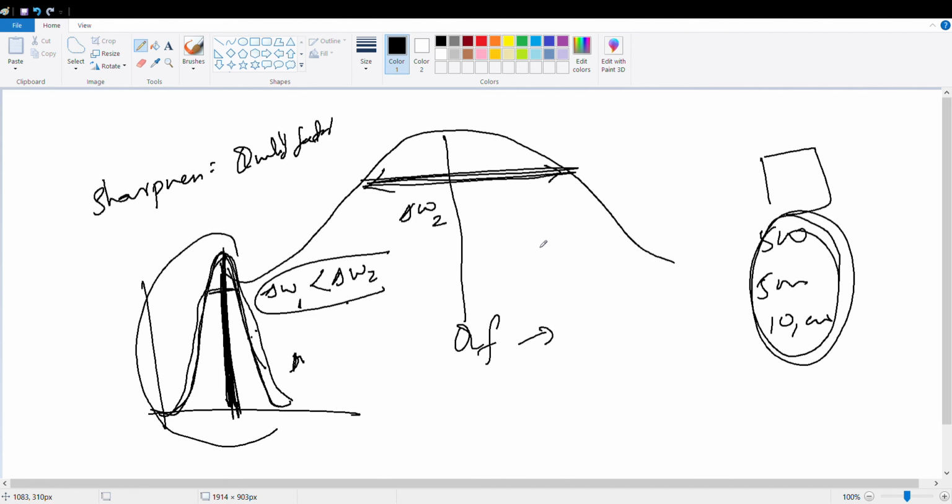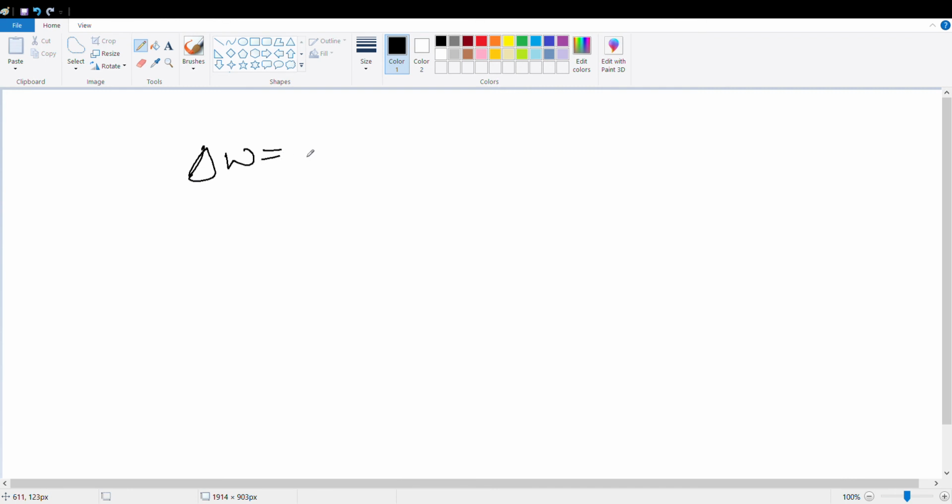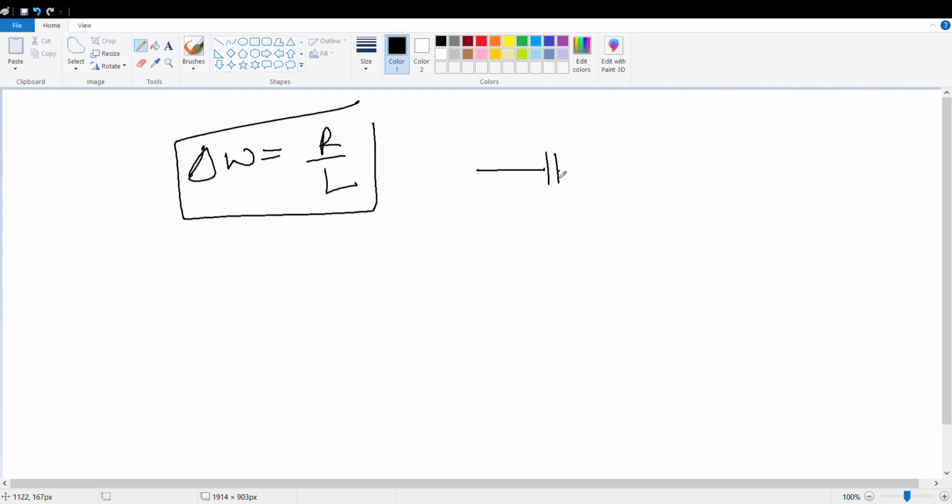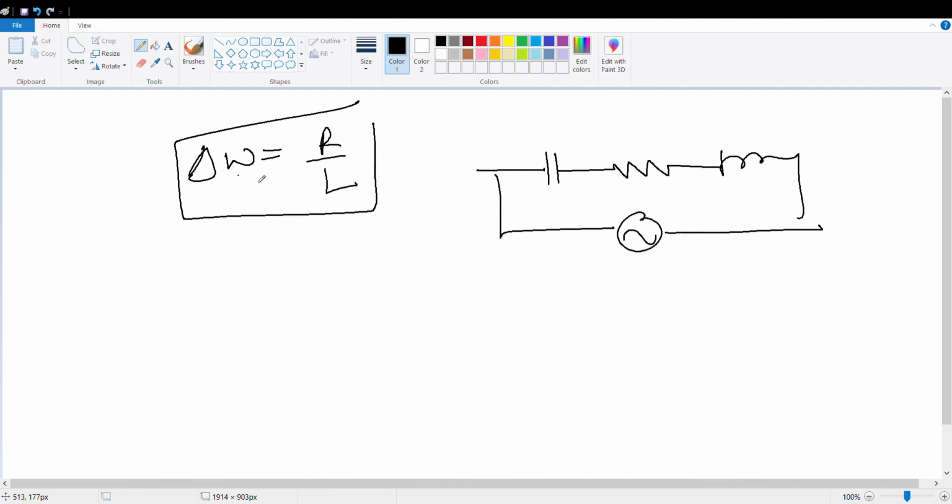So ideally you should have lesser bandwidth. Delta W should be minimum. Then only you can hear the station clearly. So what is this delta W? Delta W is nothing but R by L. If you have a circuit with a capacitor, an inductor and a resistor, and you want to make your delta W smaller, make your R by L minimum. So R by L, the ratio between the resistor and the inductor, gives the value of delta W. Clear?